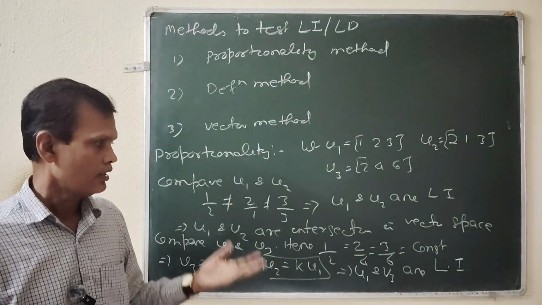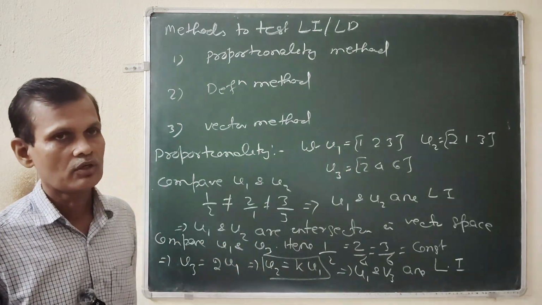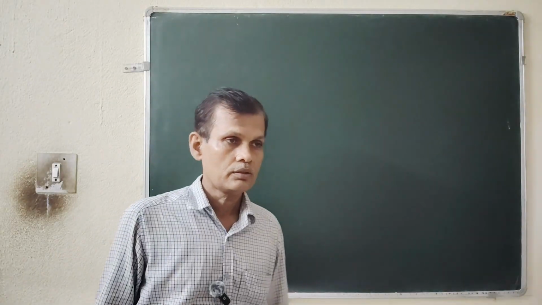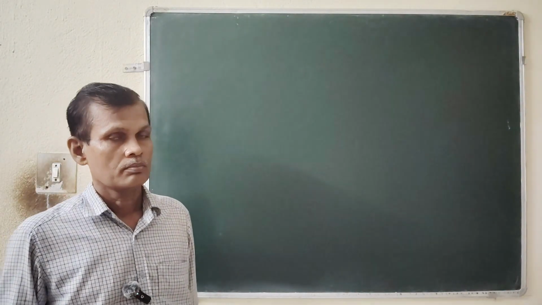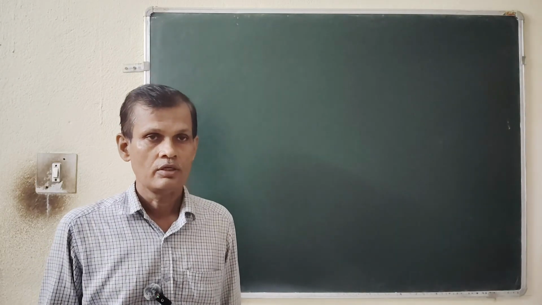And what is its significance? Its significance is that if we draw these two vectors in vector space, they will not intersect, rather they will be parallel.